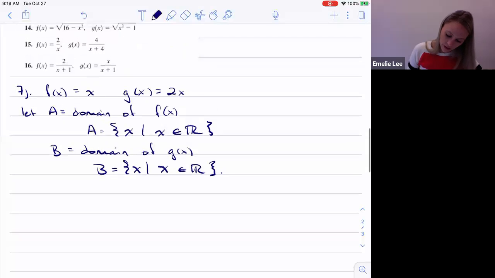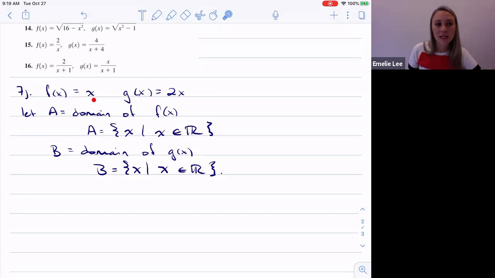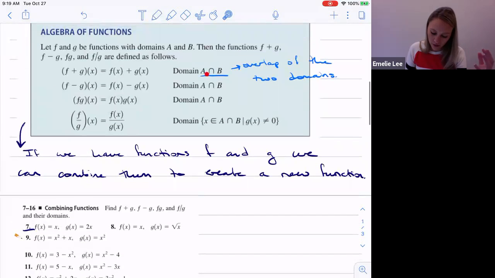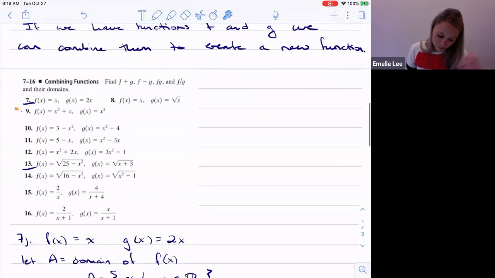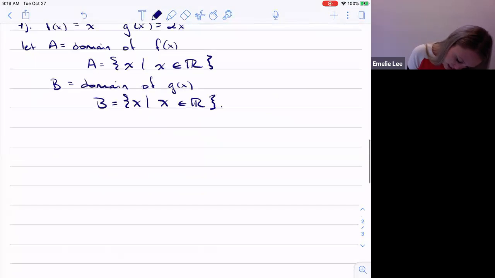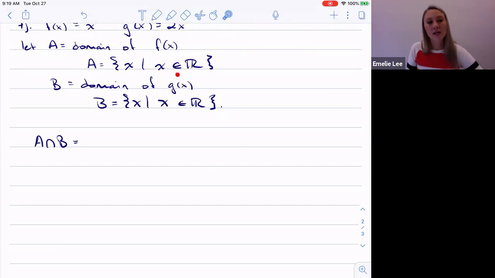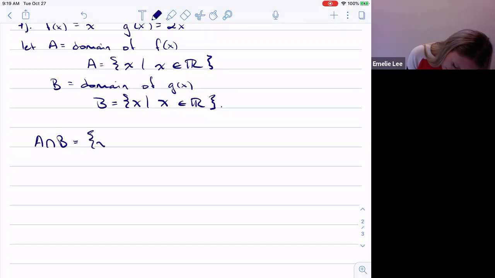So what we can do before we even start combining these functions is find A and B, because we know that A and B is going to be the domain for all of these. If I find them once, then I don't have to do it again. And so remember, A and B is the overlap of the two domains. So A and B is going to be, well, here I can have any number, and then here I can have any number. So of course, A and B is the set of x's such that x is in the set of real numbers.